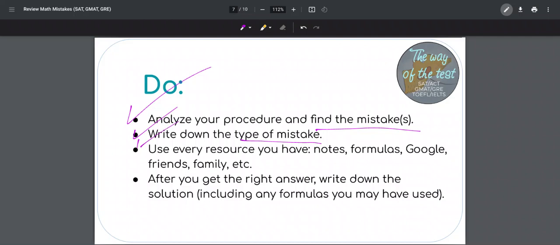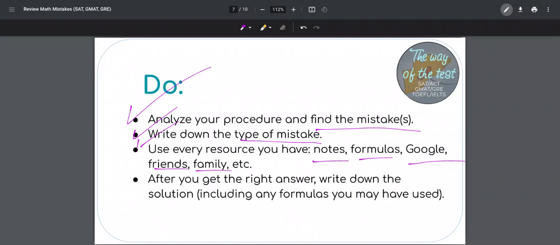So let's say you cannot find your mistake, or you could find a mistake but you still cannot see the answer. So what you're going to do is use your notes from your notebook, formulas that you may have or that you may have online. You may Google the things, you may ask a friend, you may ask your mom, your dad, your brother, your sister, your uncle, you may ask a tutor. Just use whatever you have to use in order to understand and review your mistake.